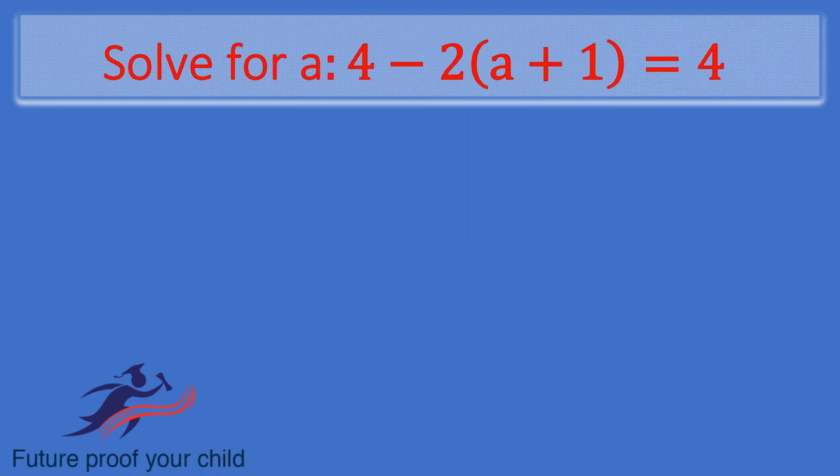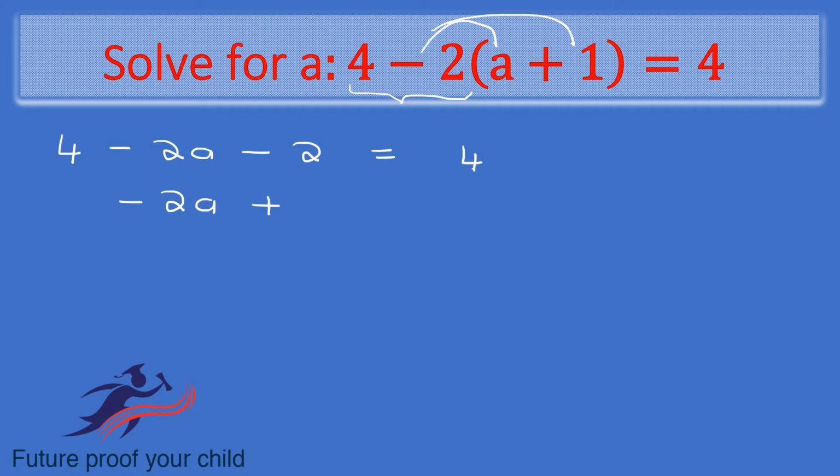Solve for A. So here we've got another bracket, so let's keep the 4. Please remember, you cannot go and subtract those. You have to do the brackets first, so keep the 4. Multiply the -2 into the bracket, so -2 times A is -2A, -2 times 1 is -2 equals 4. If we neaten it up, we get a -2A. 4 minus 2 is +2 equals 4.